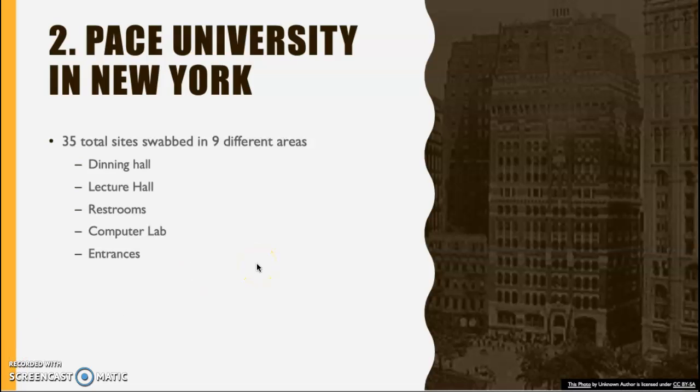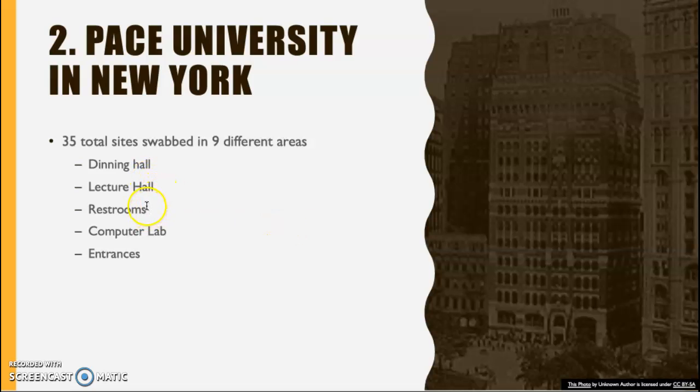Pace University is the second college campus that I looked at in a study, and they took 35 total sites in 9 different areas they swabbed. Five of these sites were dining hall, lecture hall, restrooms, computer lab, and entrances. From these sites, in the dining hall, the utensils used for self-serve had the most microbiota.